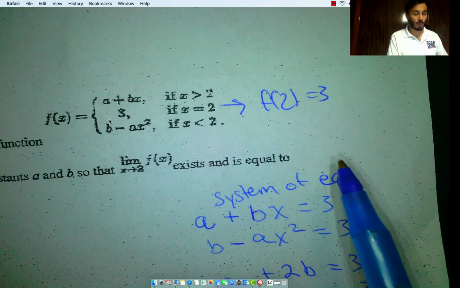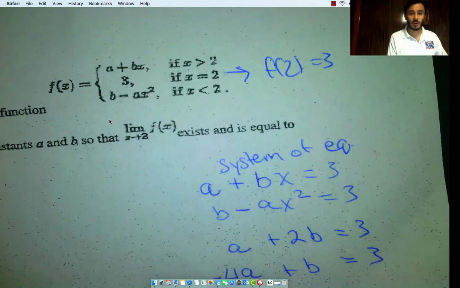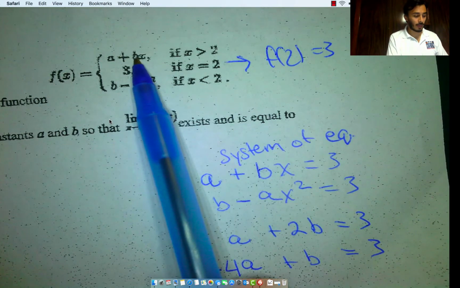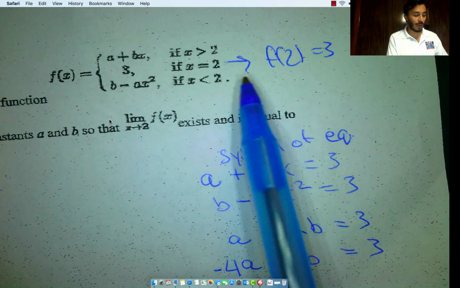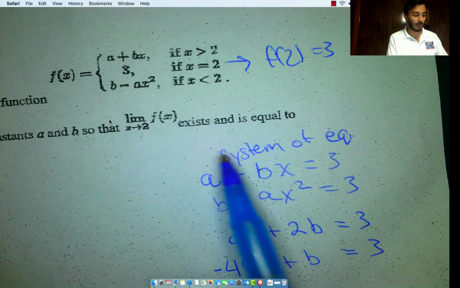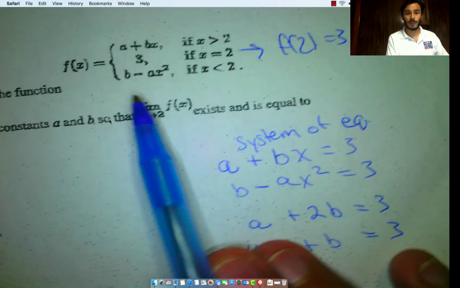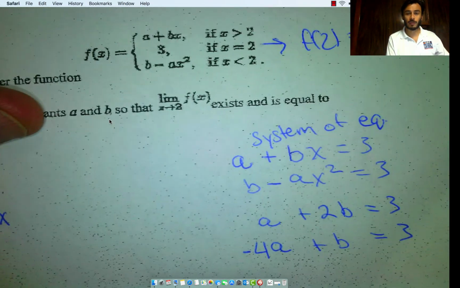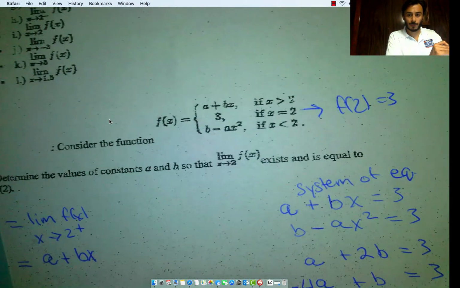So what can I do with all this information? You want to try to make a system of equations. I know that a plus bx must be equal to 3, because I know that f of 2 is equal to 3. They gave me that part. And b minus ax squared must also be equal to 3, because I want the heights from the left and the right to be the same. So I get this little system of equations from this information.